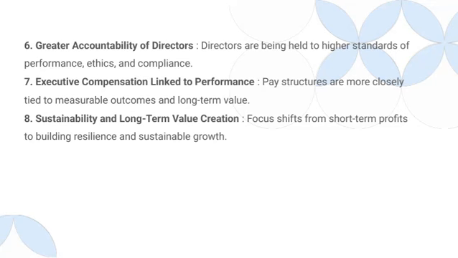Now, let's look at some of the key shifts happening in corporate governance. First, there's greater accountability of directors. This means that directors are being held to higher standards when it comes to their performance, ethics, and compliance. They're expected to act responsibly and transparently, aligning their actions with the best interests of shareholders and stakeholders alike.